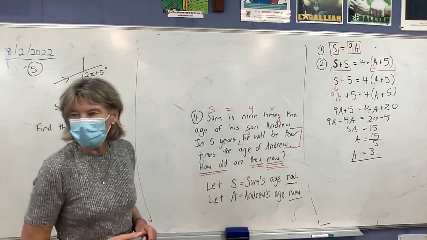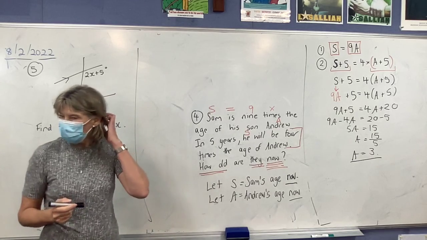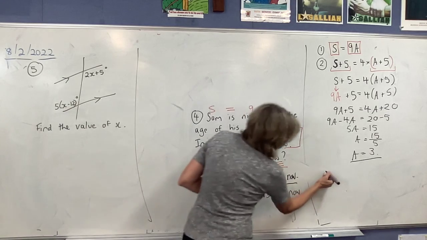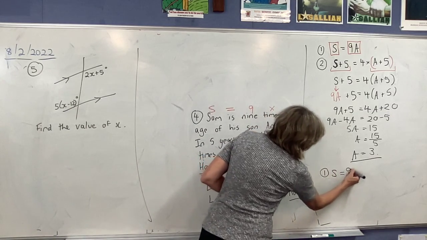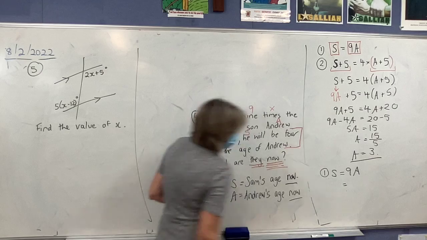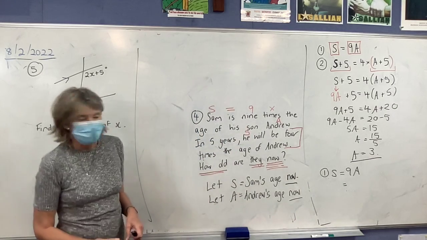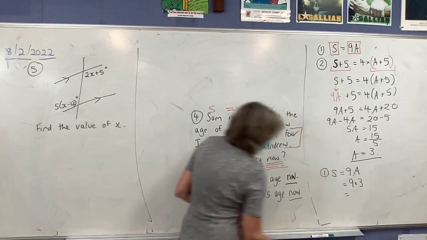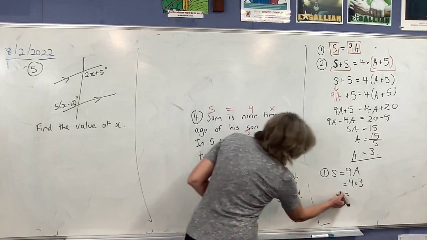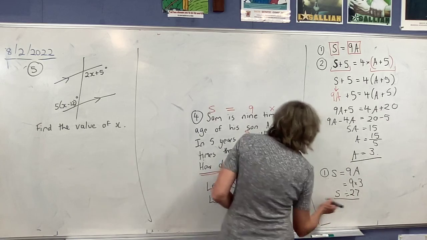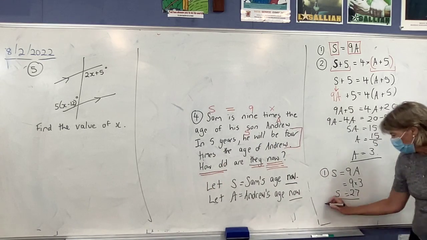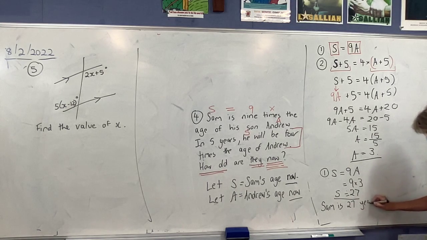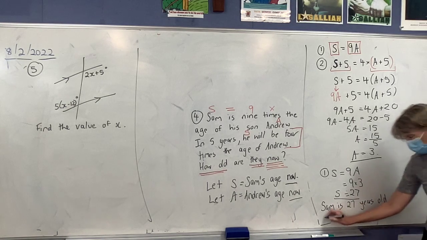Alright, continuing. What's next? Lachlan? S equals 9a. Right, so we're going to go back into equation 1 that told us S equals 9a. S equals 9 times 3, which equals 27. So S equals 27. So if you make sense of this in words, we've got Sam is 27 years old and Andrew is 3 years old.